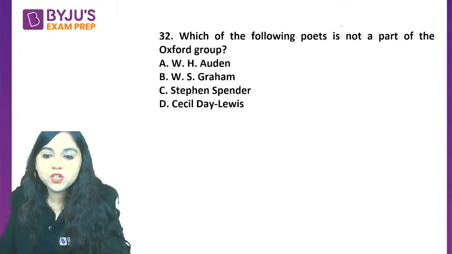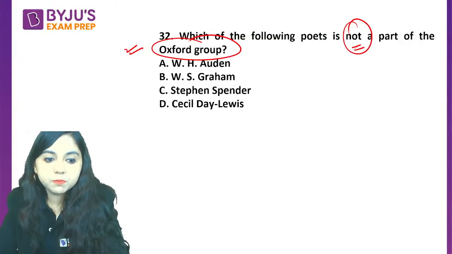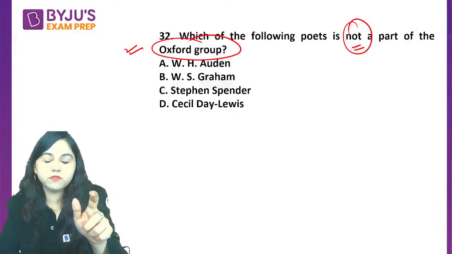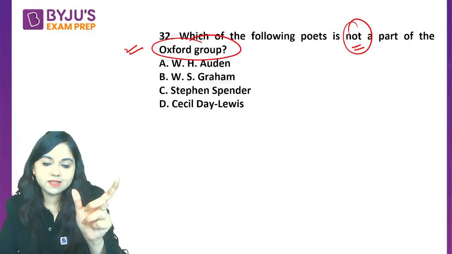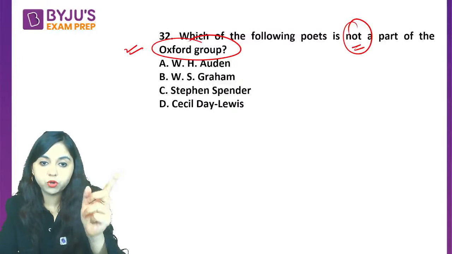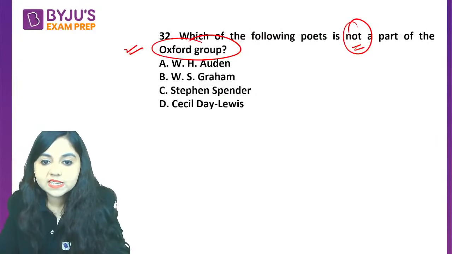Good. Which of the following poets is not a part of the Oxford Group? Very simple, because we just did this question also. The Pylons is a work written by Stephen Spender, where the name Pylon Poets comes from. Roy Campbell calls it the MacSpaunday Group. This is what we just did as well. What is the right answer here?